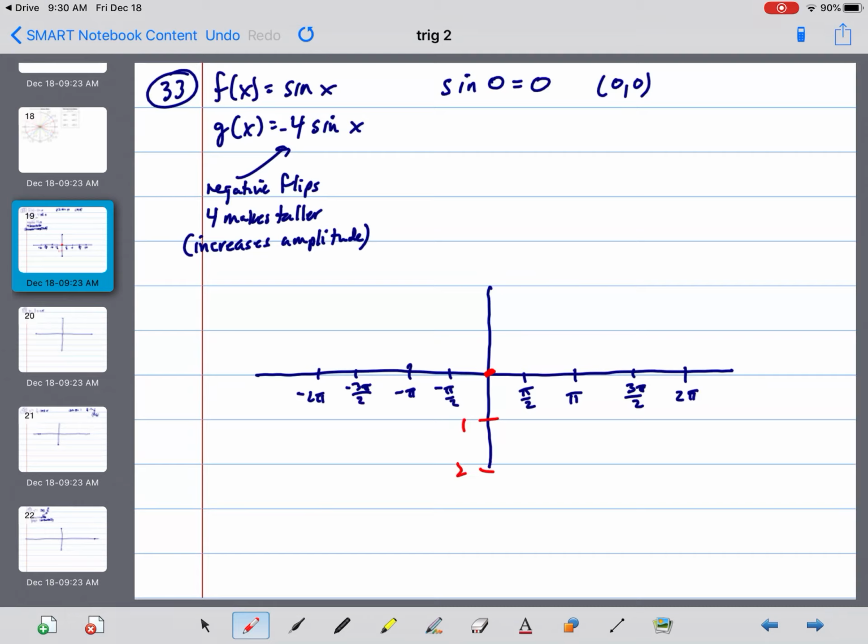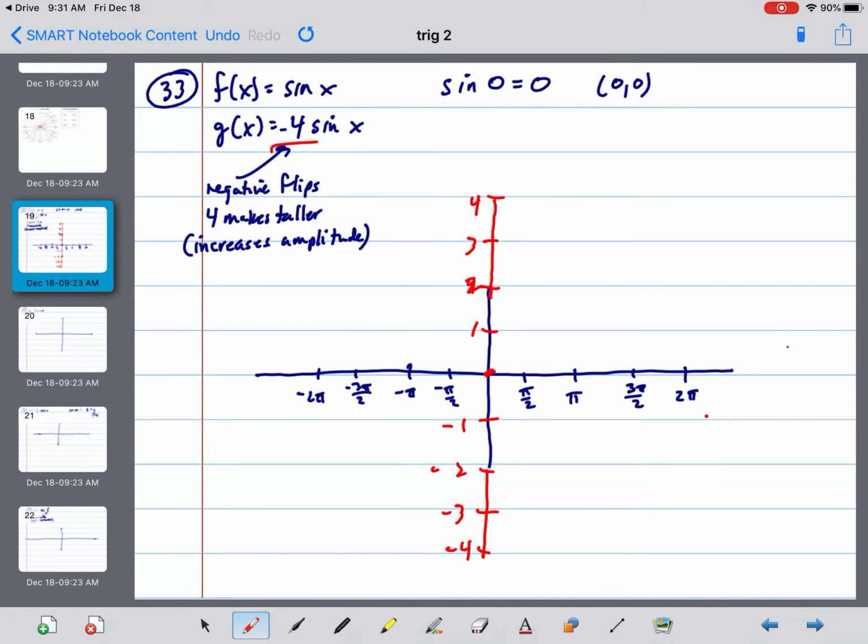We'll make this 1, 2. Sorry, these are -1, -2. We'll make this go down to -4, and 1, 2, 3, 4. We're going to make this amplitude, the reason we're going up to 4, is because of the second graph you have to do on this one. It's another sine graph, but the -4 in front is going to flip it over, top to bottom, and then it's going to make it 4 times taller because of that 4 there. It increases the amplitude. But anyway.